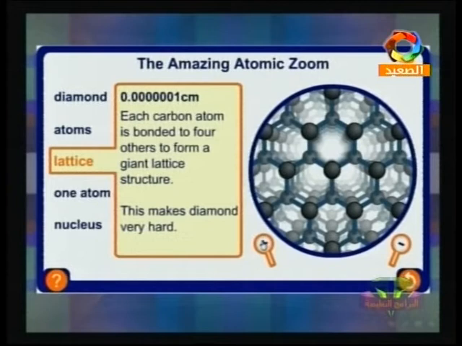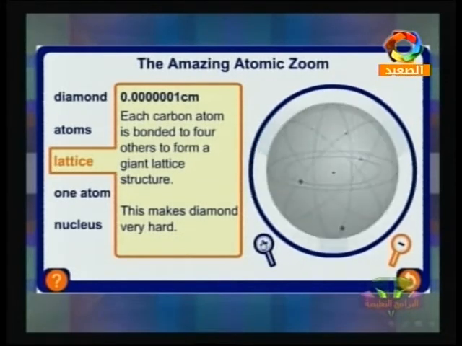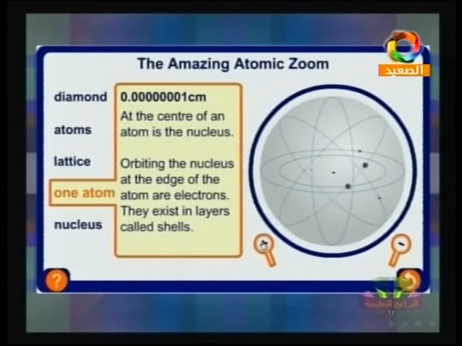And I need to know the things inside one atom. If you move inside one atom, we have particles. The atom contains electrons that move around the center, which is called the nucleus. At the center of an atom, we have the nucleus, with electrons orbiting it. At the edge of the atom, the electrons exist in layers called shells. Shells mean energy levels, which we studied before in the first and second prep.